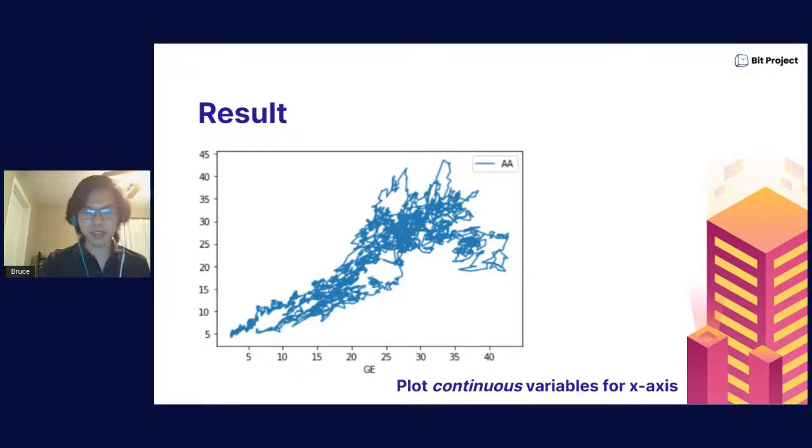So this looks terrible because we want to be plotting continuous variables for the x-axis. This is just a guideline. Again, if this is actually what you want to be looking at, then more power to you. But to most people, this doesn't mean a whole lot.